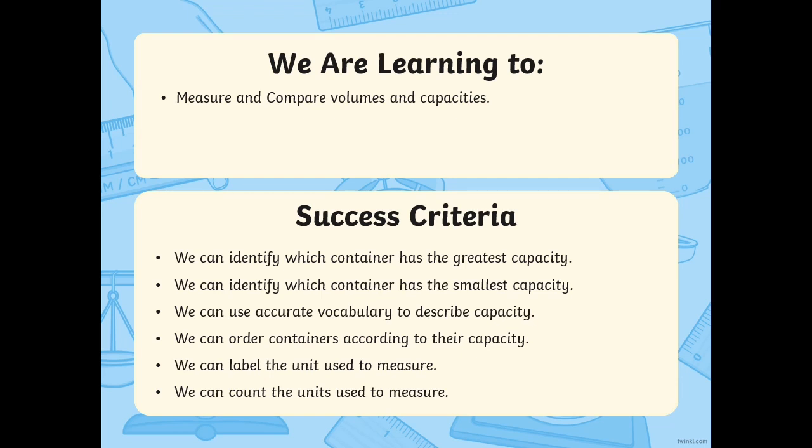We can identify which container has the greatest capacity, we can identify which container has the smallest capacity. We can use accurate vocabulary to describe capacity. We can order containers according to their capacity, and we can label the unit used to measure. We can count the units used to measure as well.